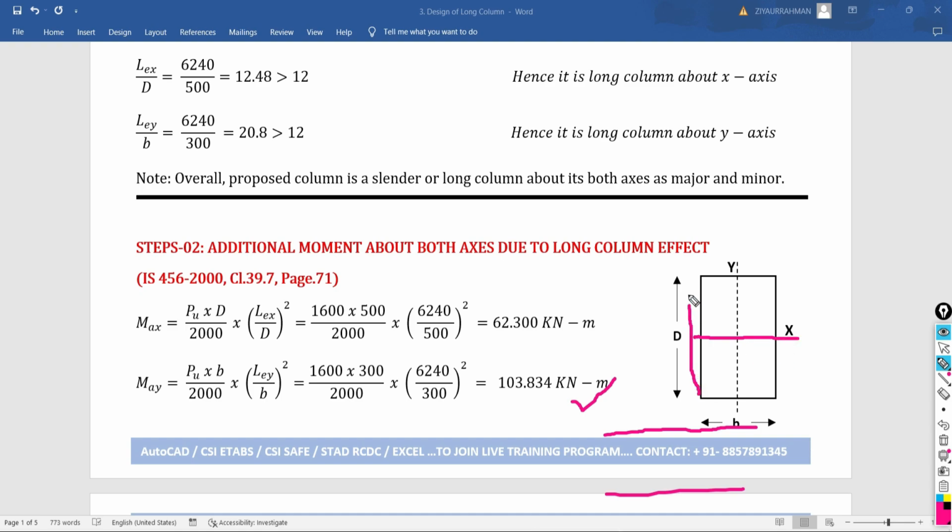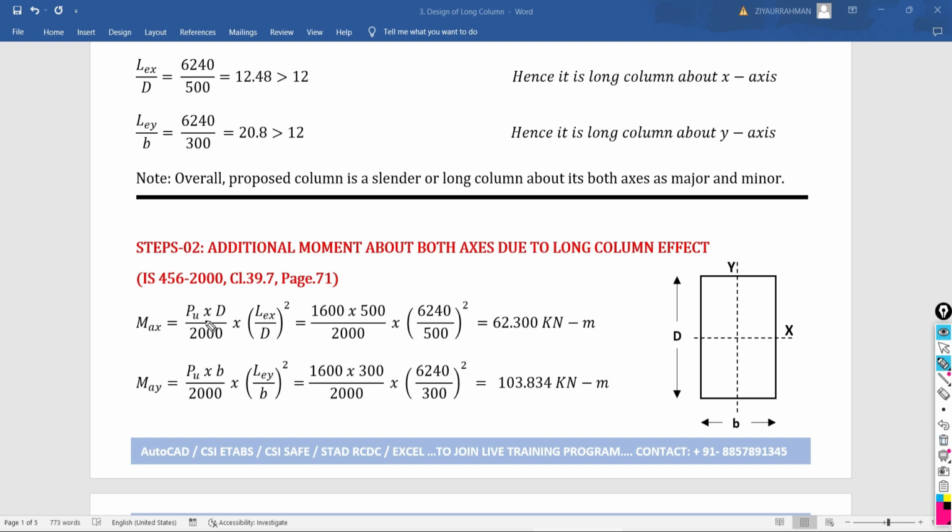So the resisting depth is this overall depth. If you are doing the calculation about y, the resisting width becomes this width b. So it is pure axial load multiplied by overall depth divided by 2000, multiplied by the square of effective length about the x-axis divided by overall depth.